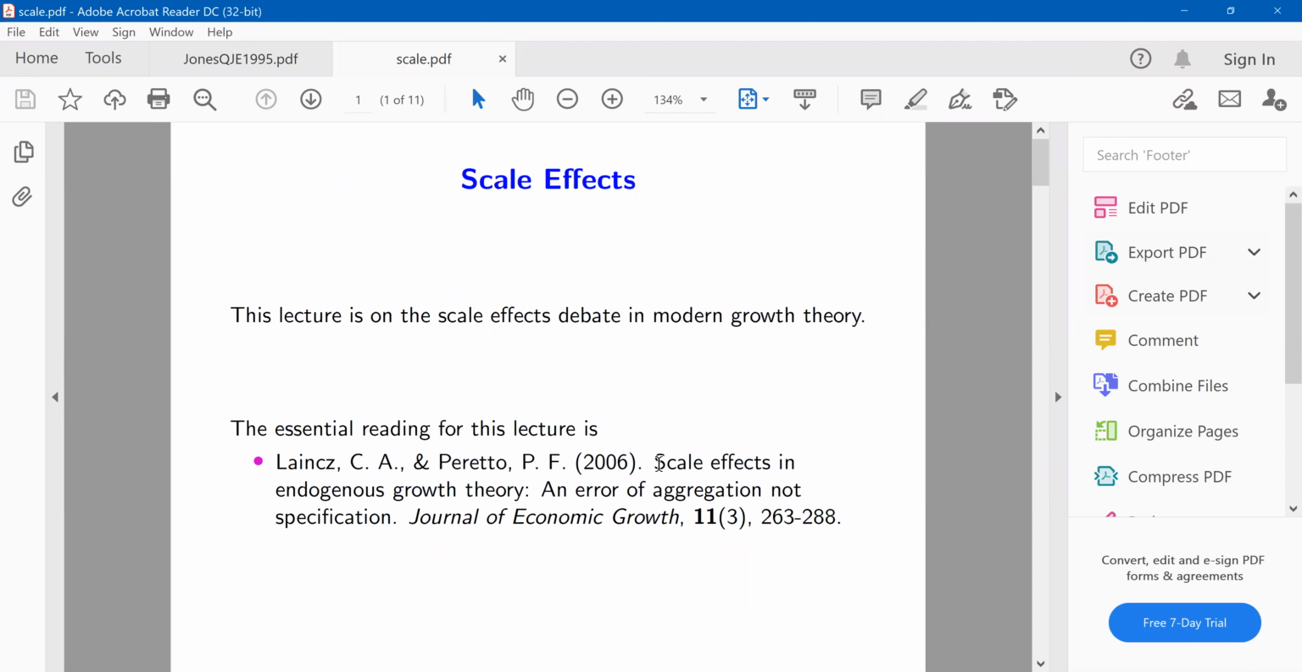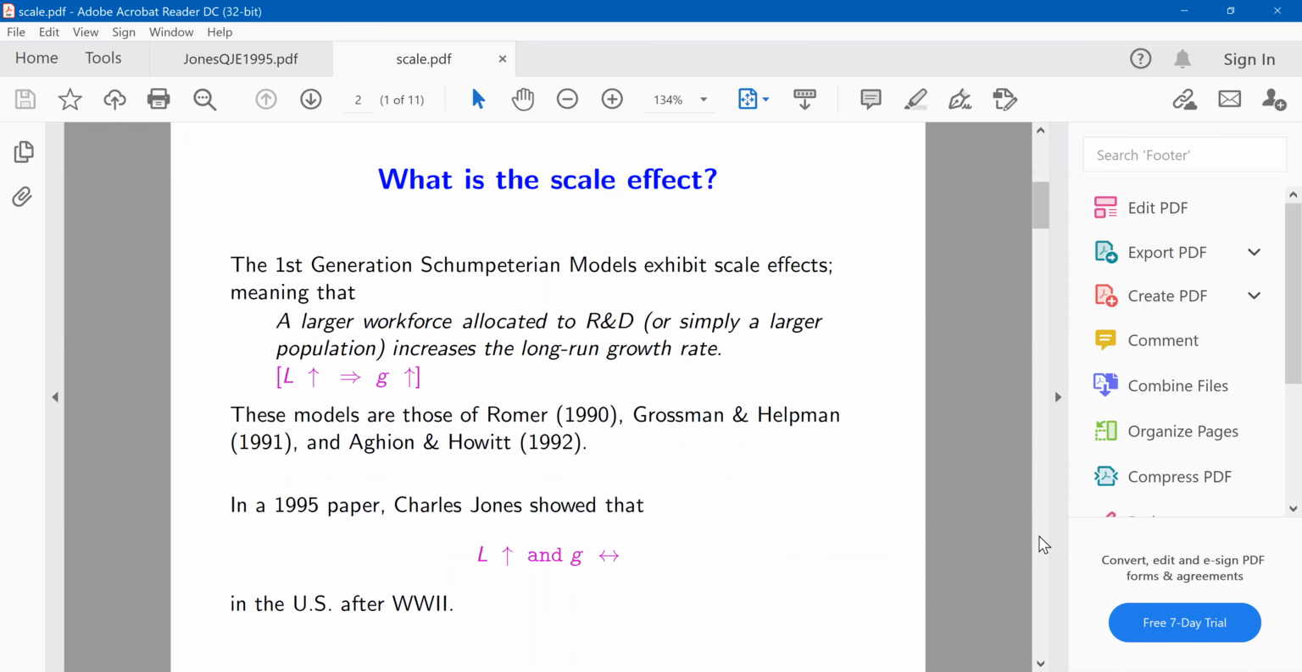So the scale effects problem is best, I think, explained in this paper by Lenz and Pareto, published in the Journal of Economic Growth. So let's try to understand what the scale effect is.